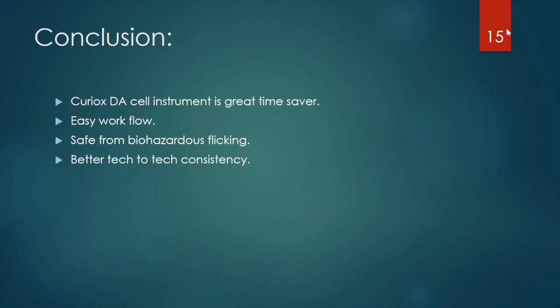The improvement of the CV by DA cell from tech to tech variability sounds great, but does it really matter, as your manual reproducibility looks good enough? My manual reproducibility is good enough.